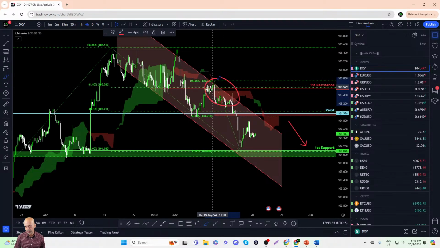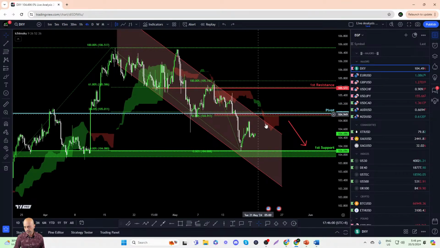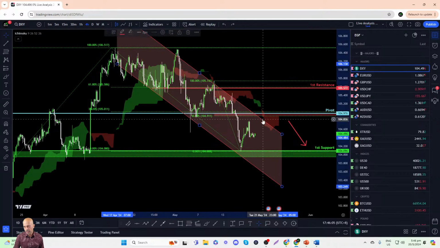So as the dollar index was retracing higher in the first and second week of May, it sort of ran into resistance around the bearish Ichimoku cloud and then proceeded to reverse, consolidate for a while before dropping lower. And of course, it ran into resistance where the upper trend line of the bearish channel sits, and also where the cloud was situated as well.